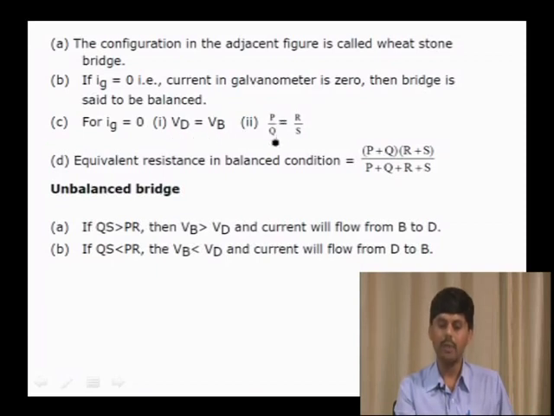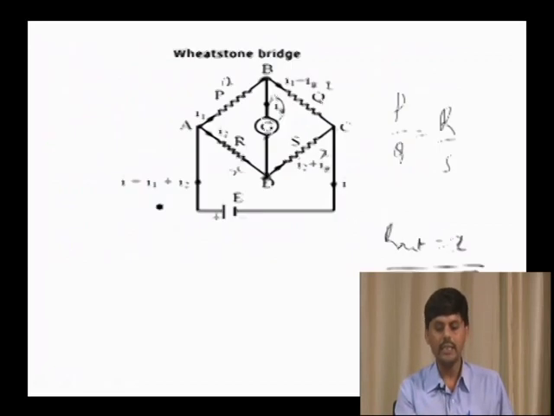In that condition, P by Q is equal to R by S. To calculate the equivalent resistance at the balancing condition, it is (P plus Q)(R plus S) divided by (P plus Q plus R plus S). That is the equivalent resistance. Suppose the bridge is not balanced.